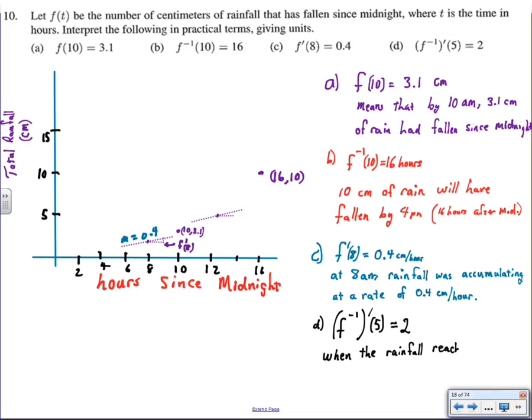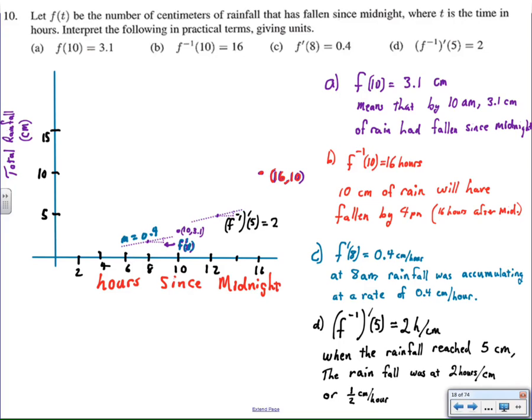But the interpretation says when the rainfall reached 5 centimeters, the rainfall was at 2 hours per centimeter as a rate. So 2 hours per centimeter is kind of confusing, so I reciprocated to get a half a centimeter per hour. So that's what's really tricky about plotting it, because again, we're talking about an inverse value. An inverse usually has an inverted graph to go with it, but we're going to re-invert and put this stuff back into context of just the rainfall over time.